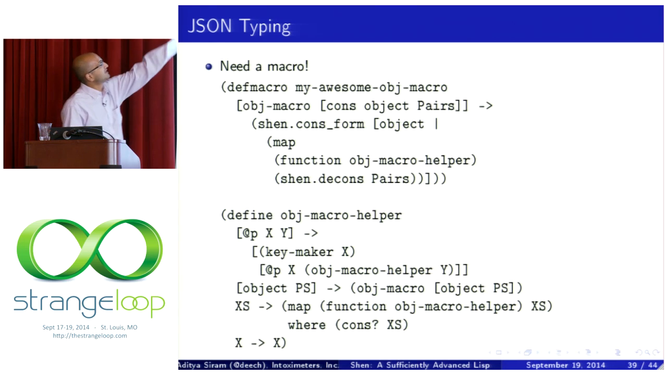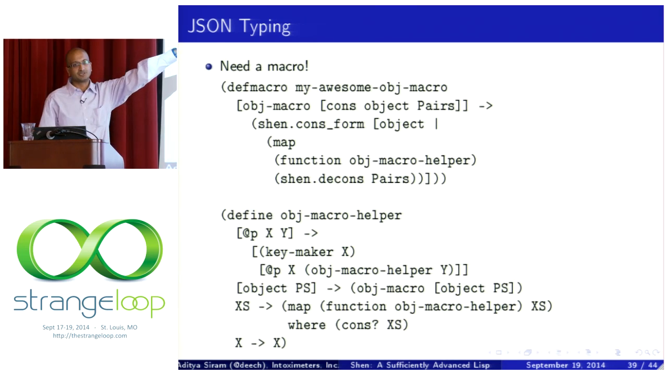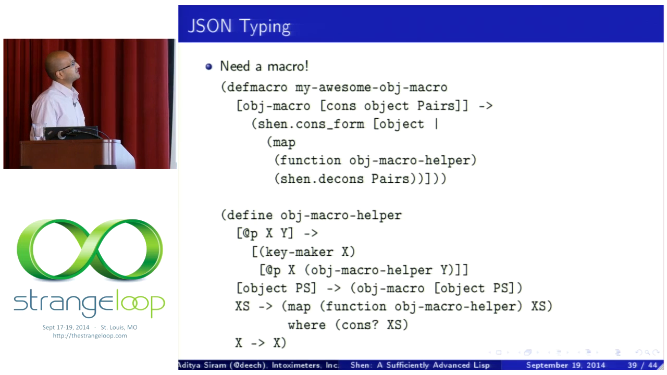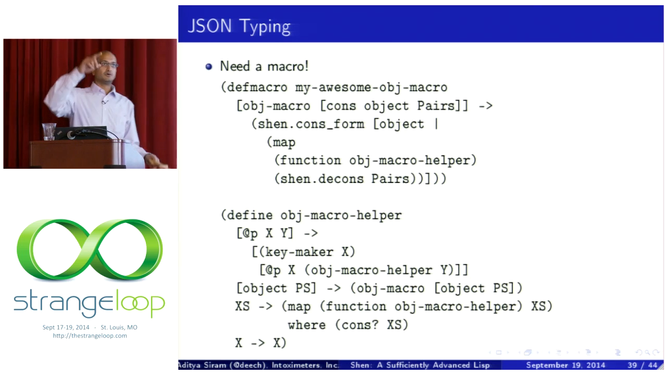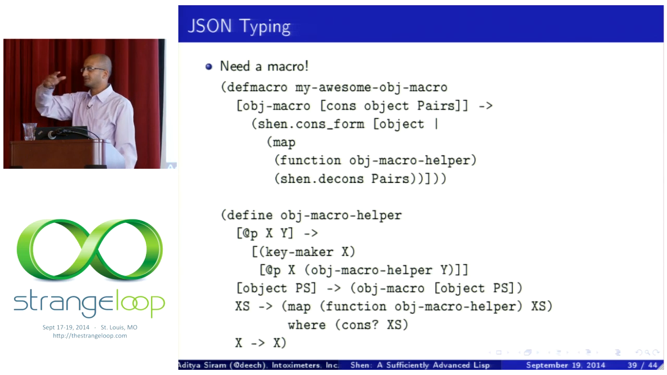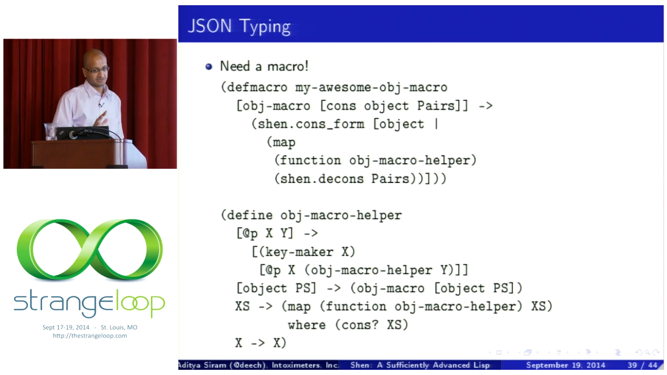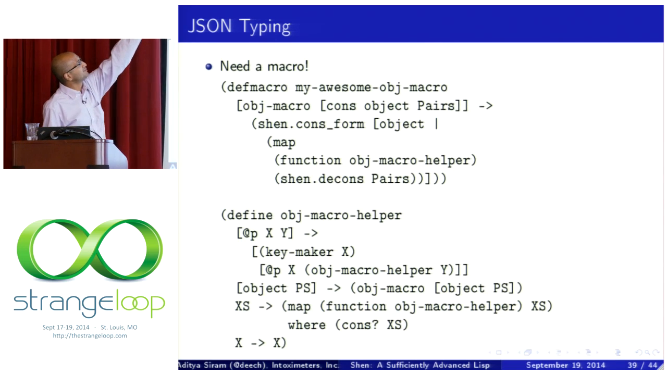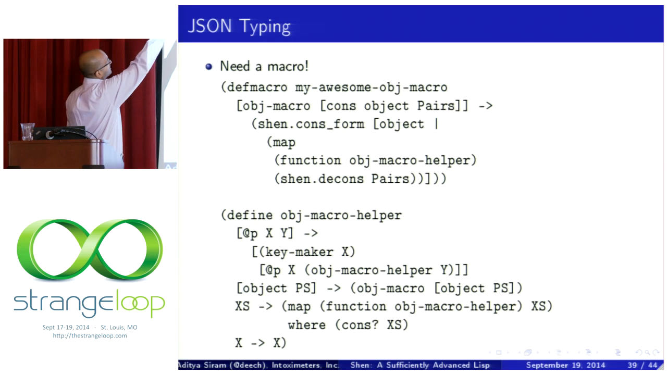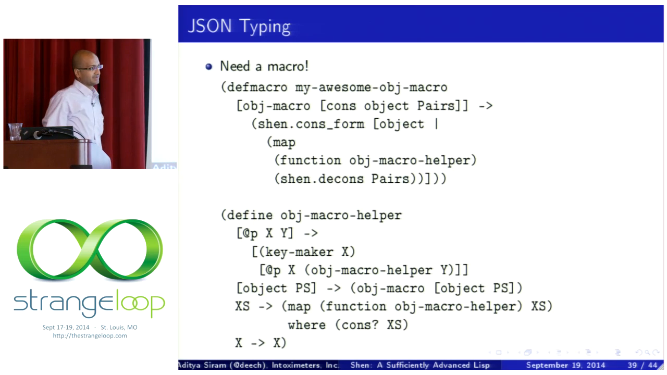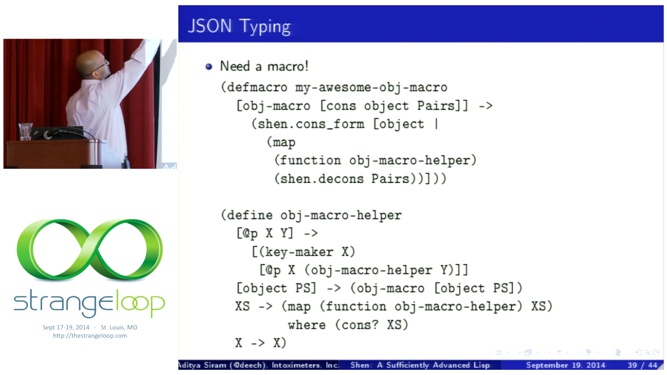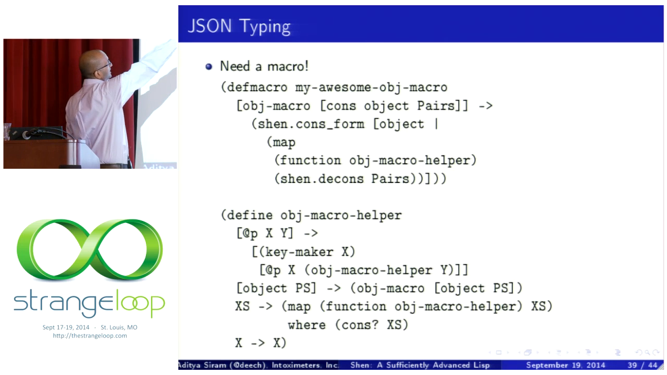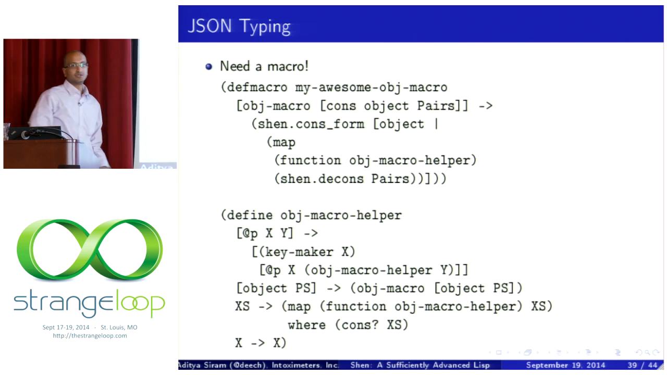So say you have this defmacro, my awesome object macro. In all other Lisps, if you wanted to invoke that macro, you would go open parentheses, my awesome object macro, and the stuff that you wanted to rewrite. You don't do that in Shen. In Shen, all that means is that whatever patterns appear inside of that macro, so for instance, object, macro, and whatever else, that is what you rewrite.